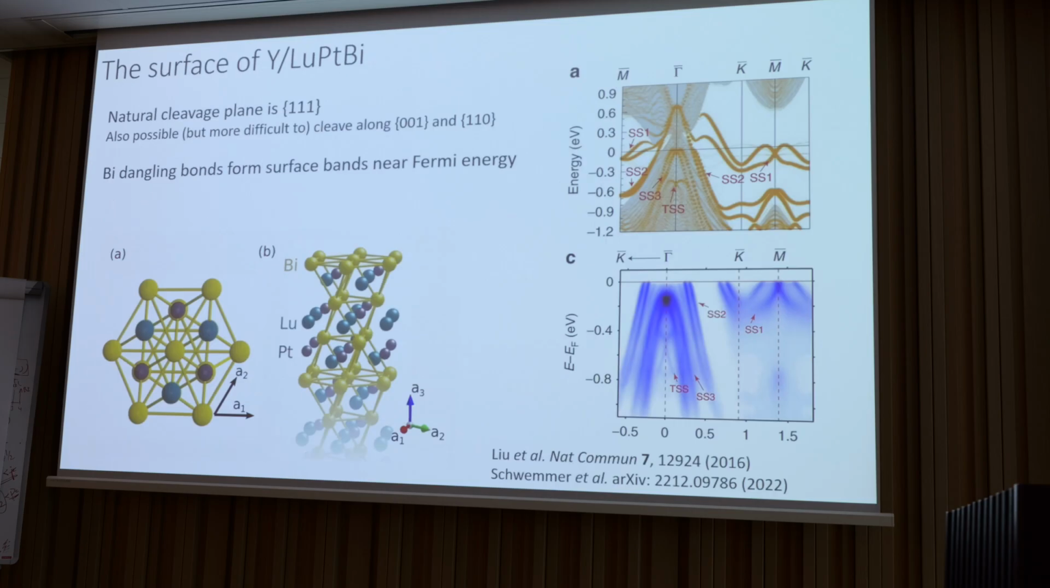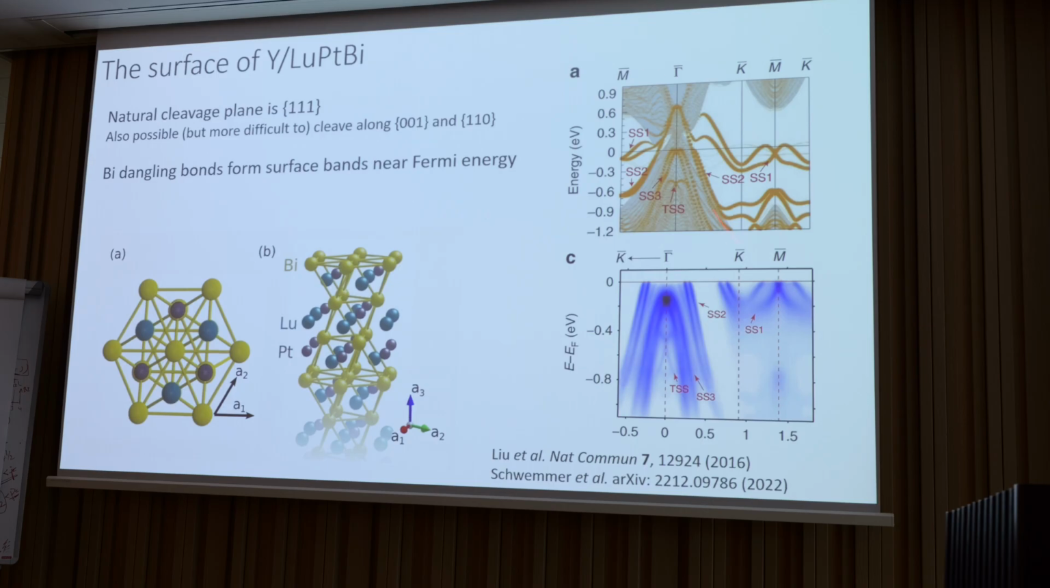So in order to do this, we have to talk about the surfaces. Both yttrium and lutetium platinum bismuth have very similar structures. It turns out that the natural cleavage plane is the 1-1-1 plane. It is actually quite difficult to cleave the samples, but they most likely cleave along the 1-1-1. You can cleave them along the 0-0-1 or 1-1-0, but it turns out that this is extremely difficult to do. If you look at the 1-1-1 surface, you see this hexagonal lattice of bismuth atoms.